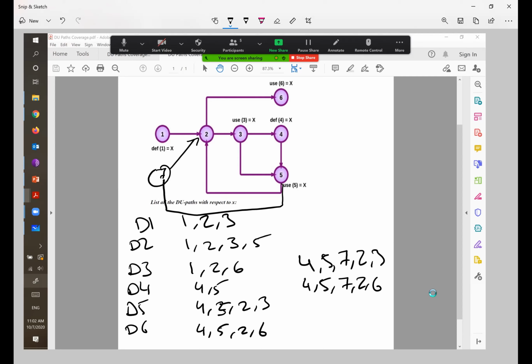Guys at home, which ones should I cross out had I just wanted all uses coverage? The ones with the seven? The graph with the seven? What do you mean the graph with the seven? Yeah, the question that I'm asking is with the node number seven.